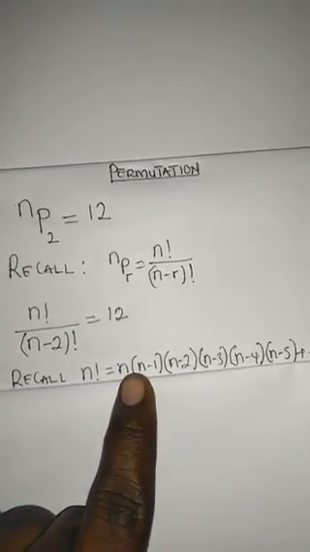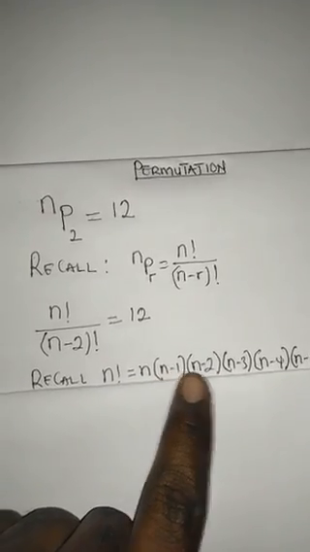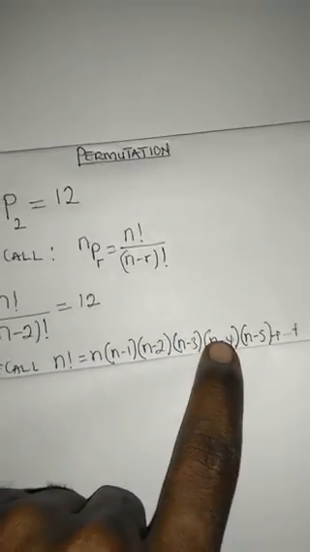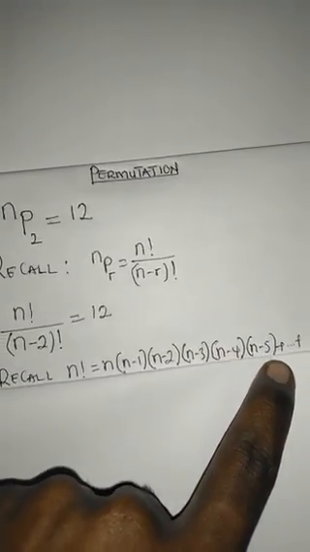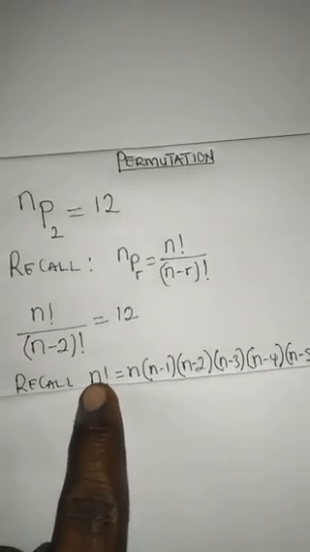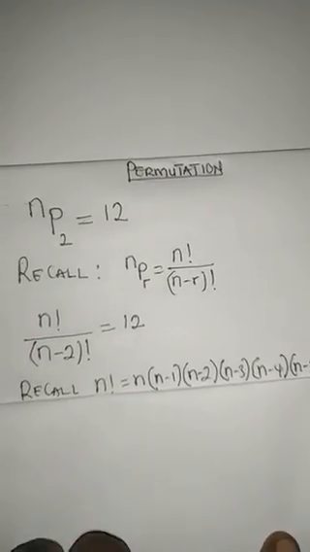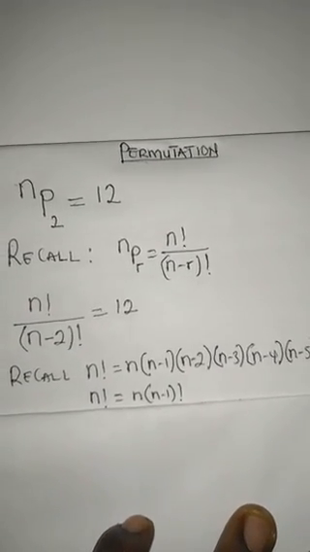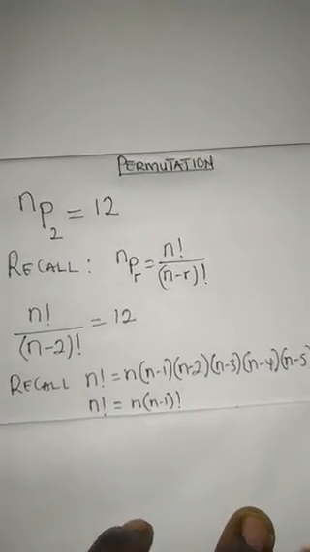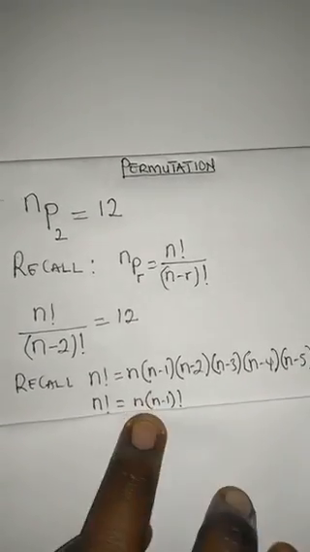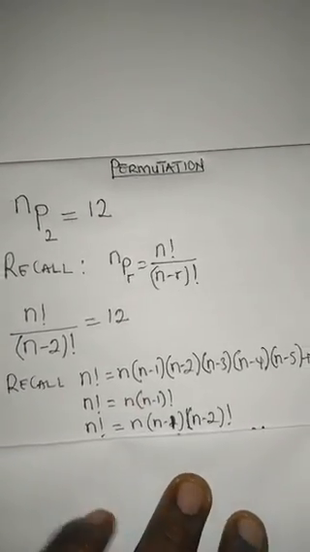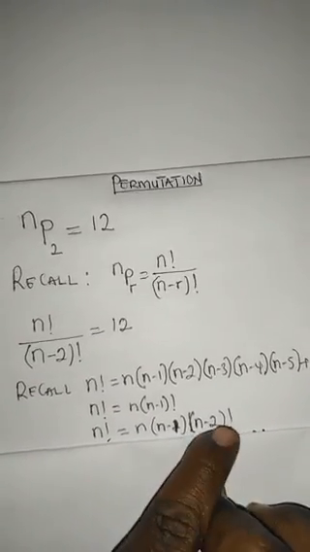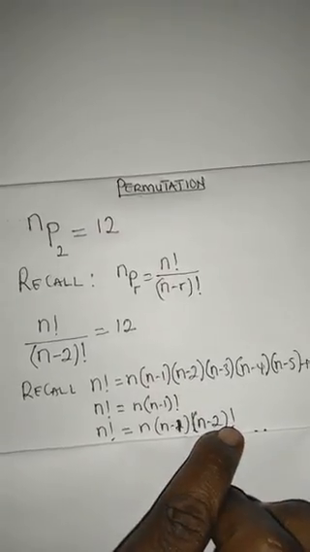n into (n minus 1) multiplied by (n minus 2) multiplied by (n minus 3) multiplied by (n minus 4) multiplied by (n minus 5) till infinity, depending on the number of n, like I said in my first video. Now, n factorial can also be n into (n minus 1) factorial, if I have to stop at n minus 1. My n factorial can also be n into (n minus 1) into (n minus 2) factorial. If I'm to stop at 2, I'll put a factorial at the end of it.